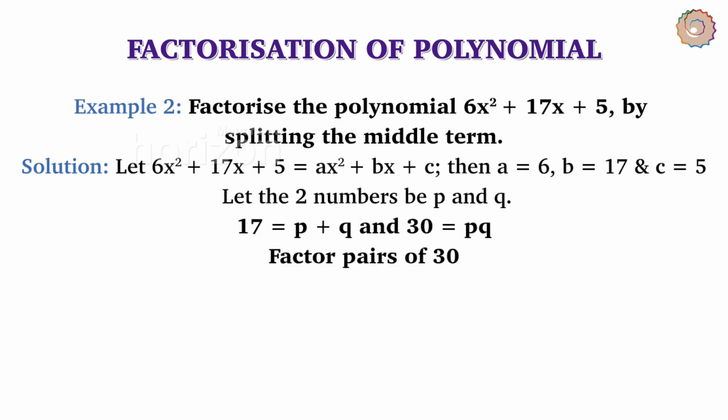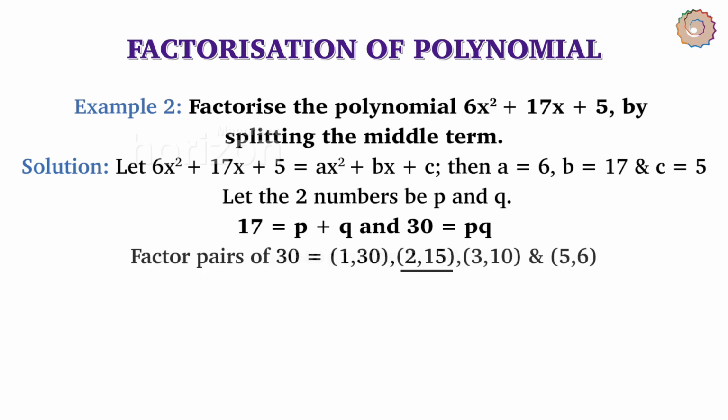Now we need to find the factor pairs of pq, that is 30. They are 1 and 30, 2 and 15, 3 and 10, and 5 and 6. Now we need to add any of these pairs to get b, which is equal to 17. Here 2 plus 15 is 17, which is equal to b. So we can choose the two split numbers as 2 and 15.